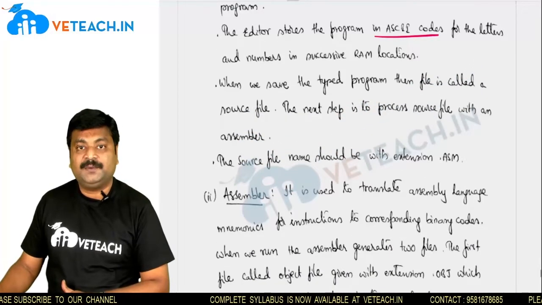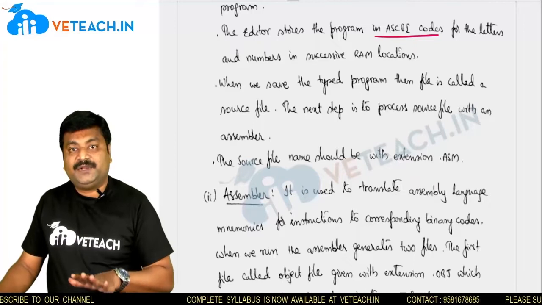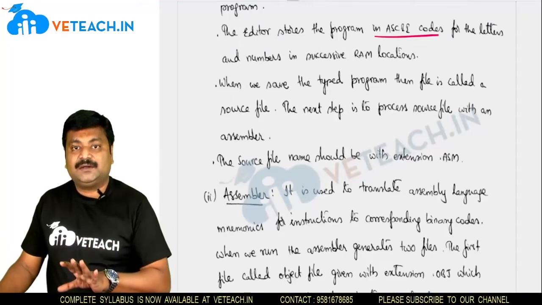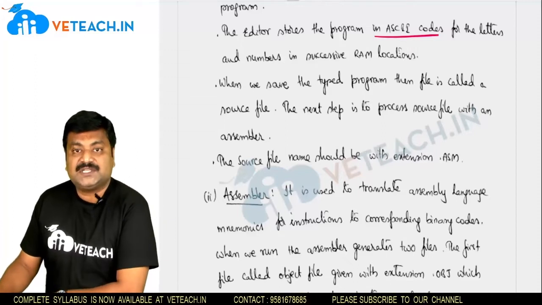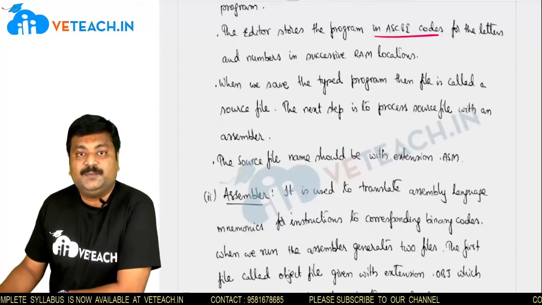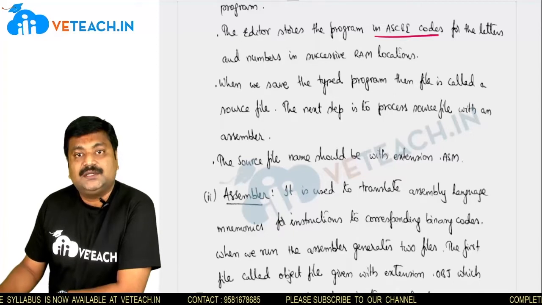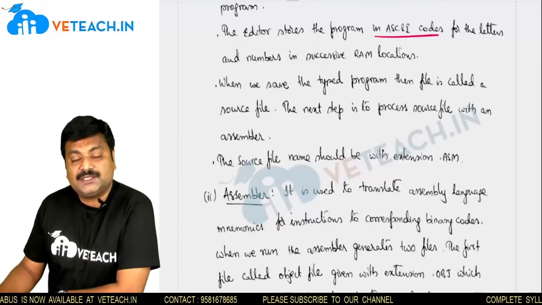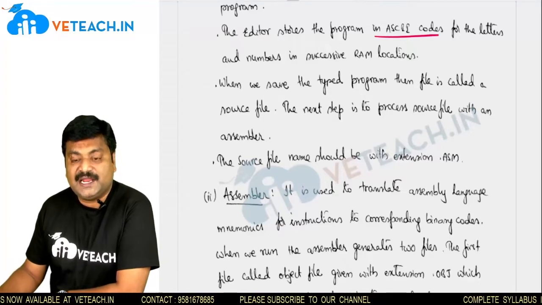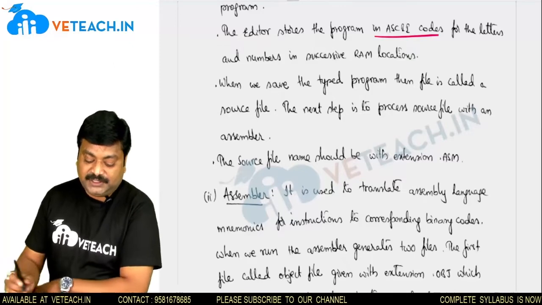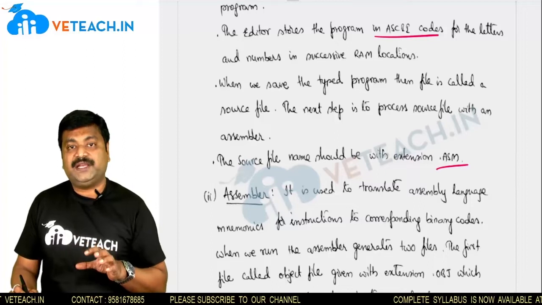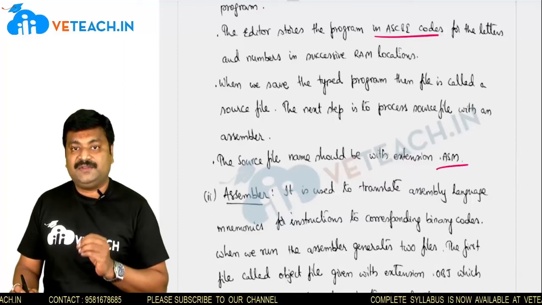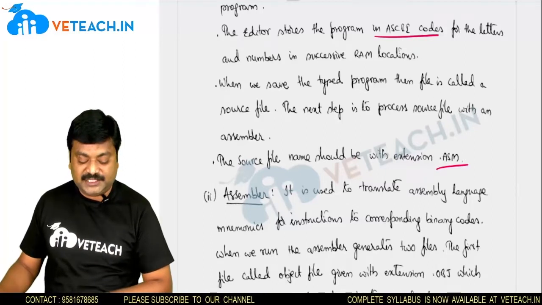file. Remember, whatever program that we have been writing in the editor, that we will call a source file. Once the source file is ready, we will be moving this file to the assembler, and the source file will always have an extension .asm. Remember, the source file will always have the extension .asm.